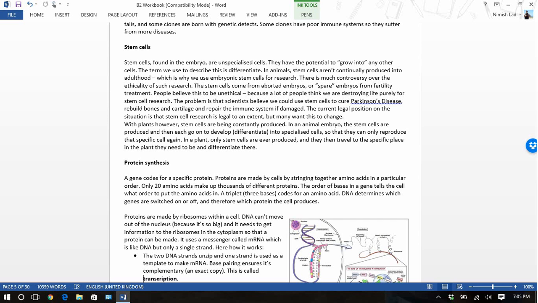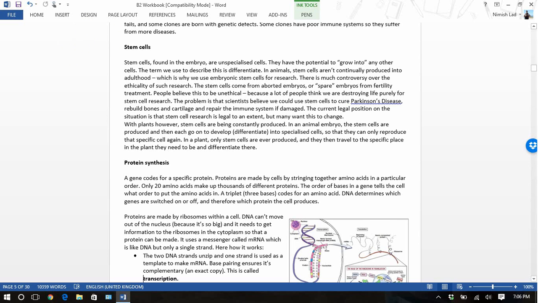So, stem cells come from aborted embryos right now, or spare embryos from fertility treatment. Some people think this is unethical, because a lot of people think that it's destroying life purely for research purposes. But the problem is that scientists believe we could actually use these cells to cure diseases such as Parkinson's disease, or rebuild bones and cartilage and repair the immune system if it's become damaged. The current legal position is that stem cell research is legal to an extent, but many want this to change. Under one of the previous governments in America, it actually became completely illegal for a while.